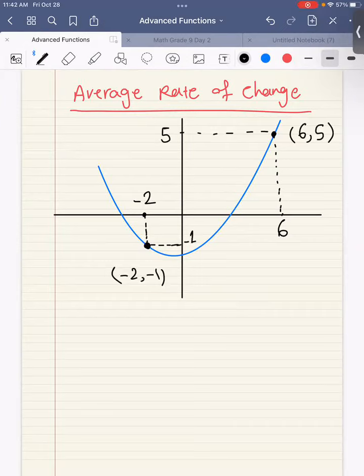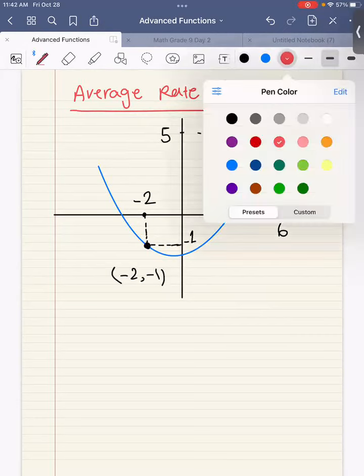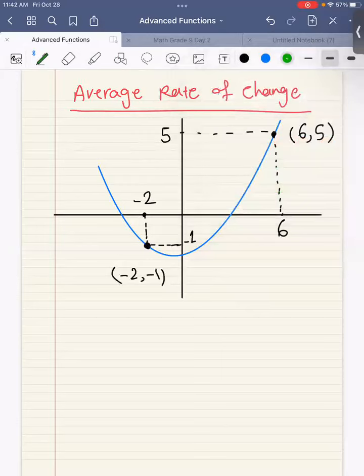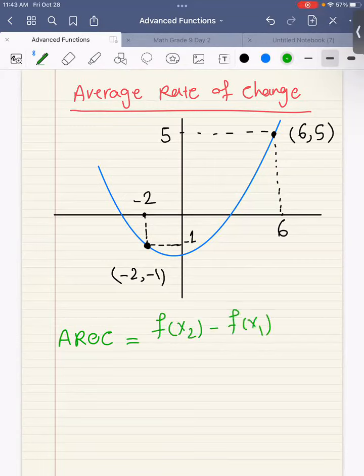So the average rate of change, briefly, we just say average rate of change, AROC, is defined to be, if you have any 2 points like x1 and x2, f of x2 minus f of x1 divided by x2 minus x1. So this is the change in the y values divided by the change in the x values. That is the general definition. So it is the rate of change of y values with respect to x values.